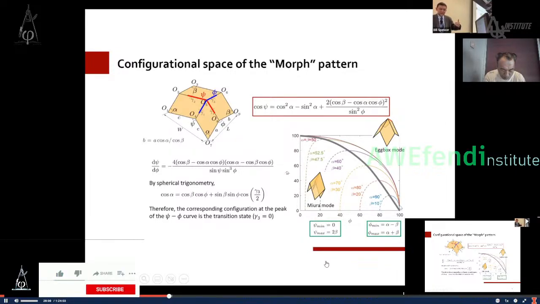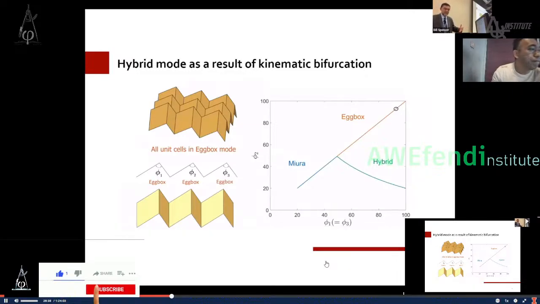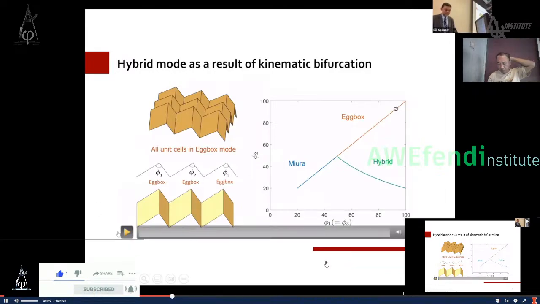What we can see is that, for example, to the right of the gray line, then we are always in an egg box mode. Here in gray is a transition region, and then here will be a Miura mode. And then, for example, if I pick up this line here, the purple alpha 60, beta 40, I start here with an egg box mode. There is a transition phase, and then I transition to the Miura. And then I can get, for example, in a tessellation hybrid modes, okay, as a result of kinematic bifurcation.